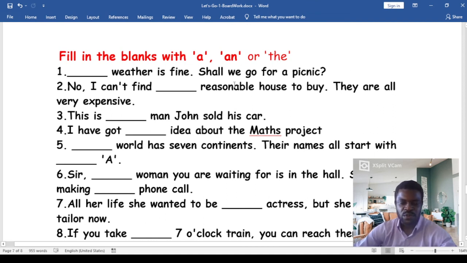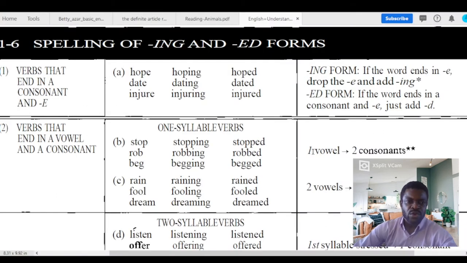But I'm going to take you quickly to our boardwork section where we have to deal with the grammar for the day. So we are here again: spelling of the ing and ed forms of our verbs. There are verbs that end in a consonant and e. For example, you've got hope, H-O-P-E, hoping. So when we're doing the ing form, we remove the e and add what? ing.